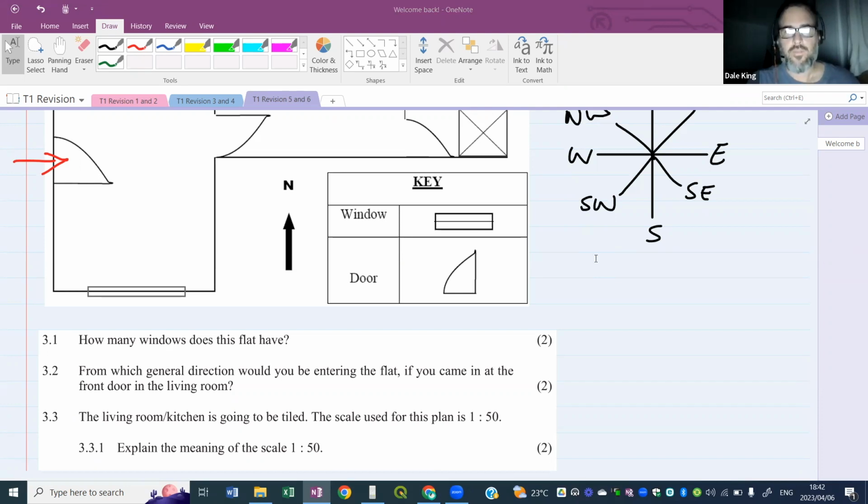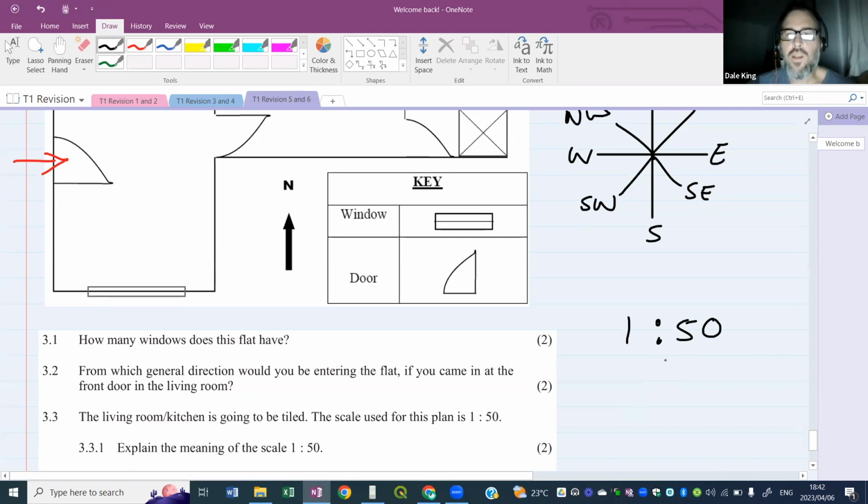Just look out for the pop-up. There we go. Maybe 1 centimeter represents 50. I don't know, centimeters or meters. Which one do you think? The living room isn't that big, so I would say maybe 50 centimeters. Okay, good. Thank you very much. Well done, Sakile. Excellent, that's absolutely correct.